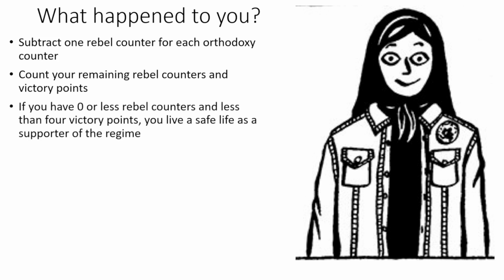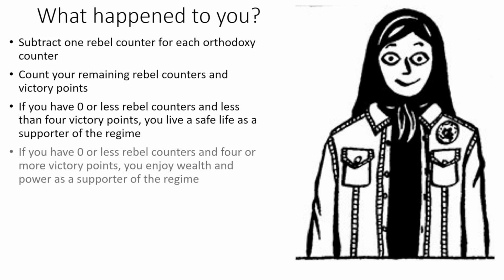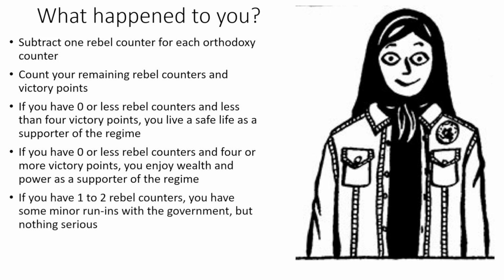If you have 0 or less rebel counters and less than 4 victory points, you live a safe life as a supporter of the regime. If you have 0 or less rebel counters and 4 or more victory points, you enjoy wealth and power as a supporter of the regime. If you have 1 to 2 rebel counters, you have some minor run-ins with the government, but nothing serious.